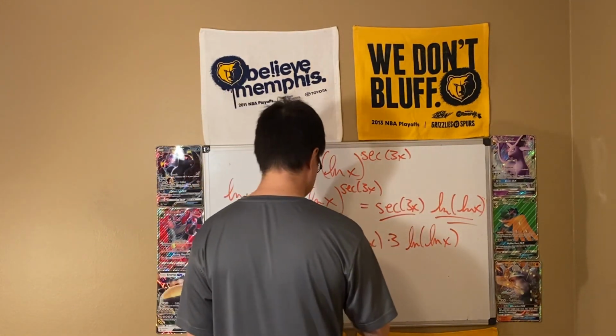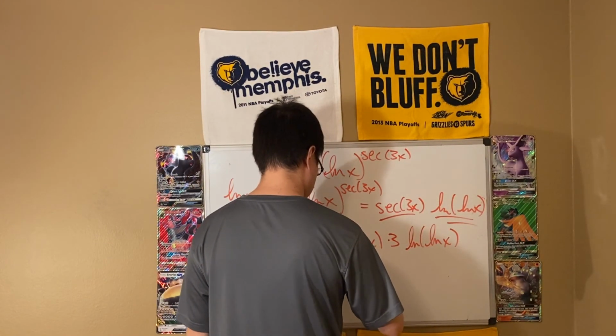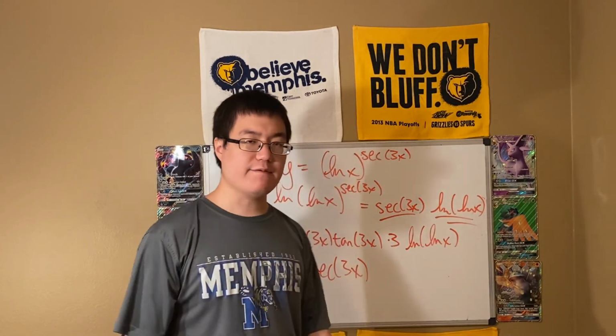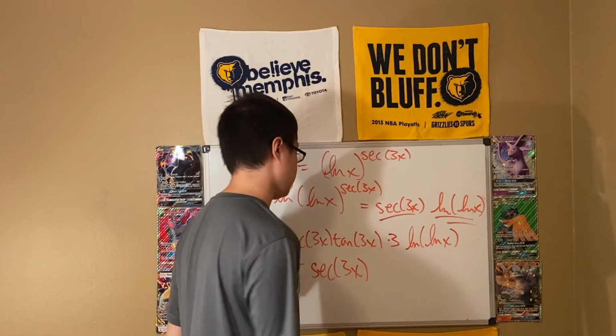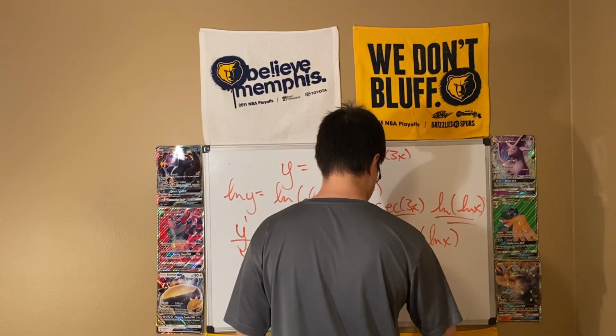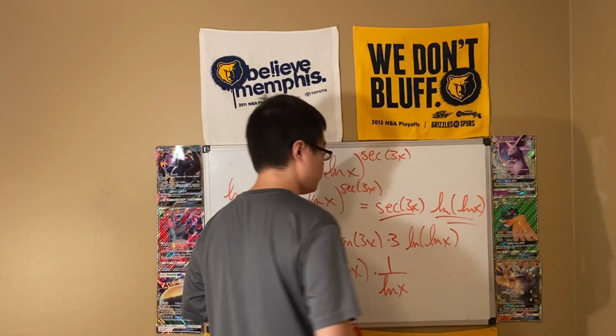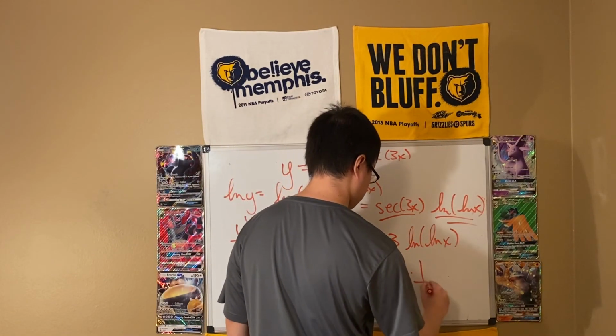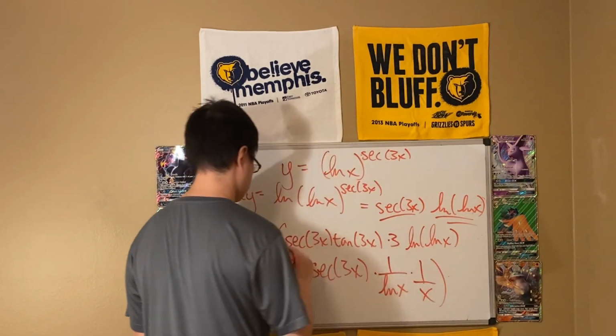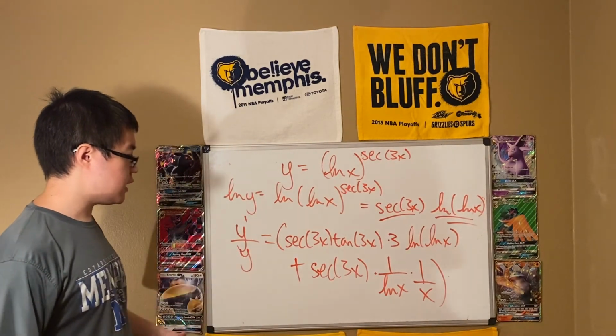Do the second half of the product rule. Keep this guy the same, secant 3x. And then what's the derivative of ln of ln? Well, it's going to be 1 over the thing in the ln. That's 1 over ln of x. And then we do need to multiply by the derivative of the inside function. Chain rule is so important. That's going to be 1 over x. That's the hard step. Just remember the final last step, it's the easiest step.